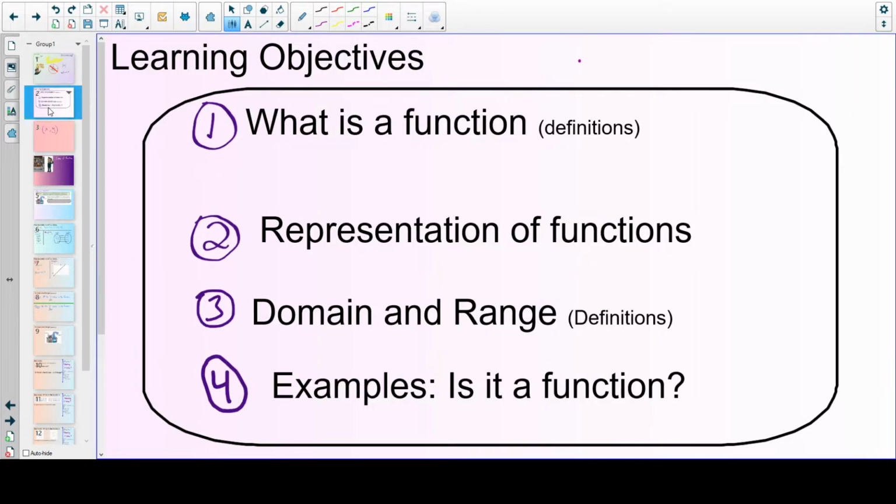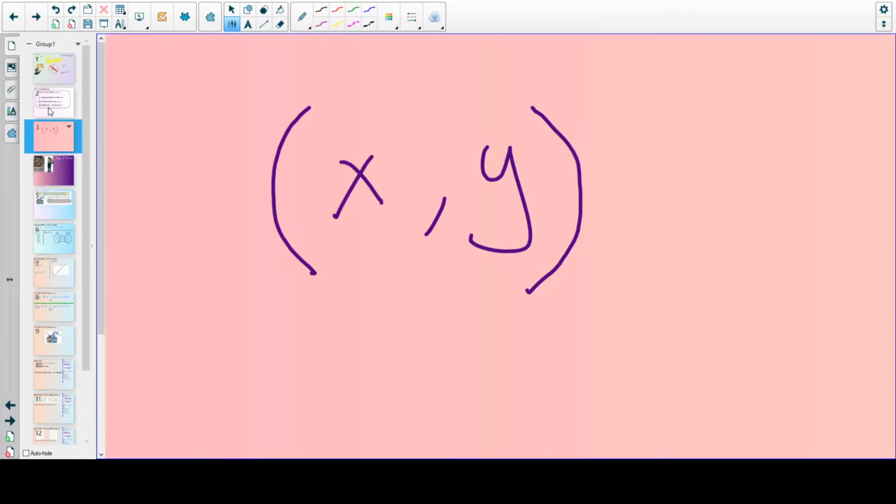The main four things we're going to talk about in this video are: what is a function? How do we represent functions? What are domain and range? And what are examples of functions? Now, the most important thing that you really need to know is that when you have a coordinate point, it is always written as x, comma, y. Coordinate points always have the x value first, then the y value. That's super important to remember.